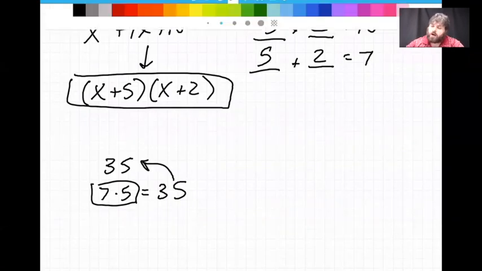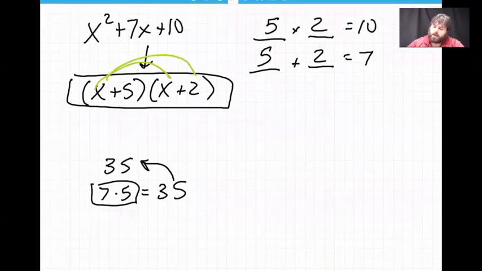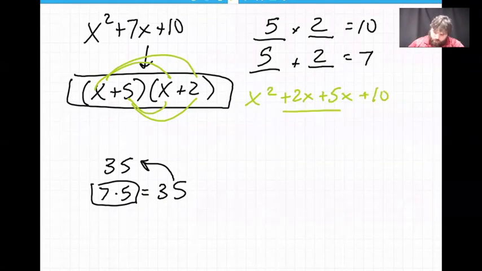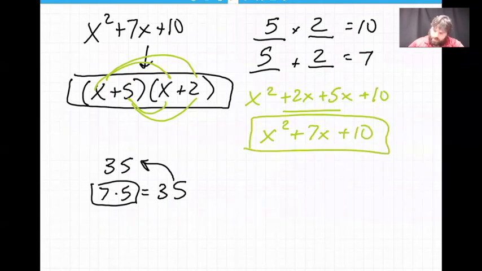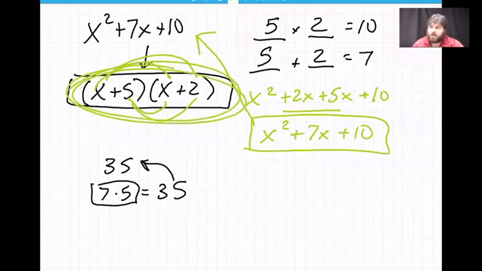Okay, so we could check our work here by just multiplying out and saying x times x is x squared, x times 2 is a plus 2x, 5 times x is a plus 5x, and 5 times 2 is 10. Middle terms will combine because they are like terms, and I get this right here. Is that back to where I started? Yes, which means this is actually the correct factorization. So the point I'm trying to make here is you can always check your work by multiplying back out. If you get back to where you started, then you know you did it correctly.